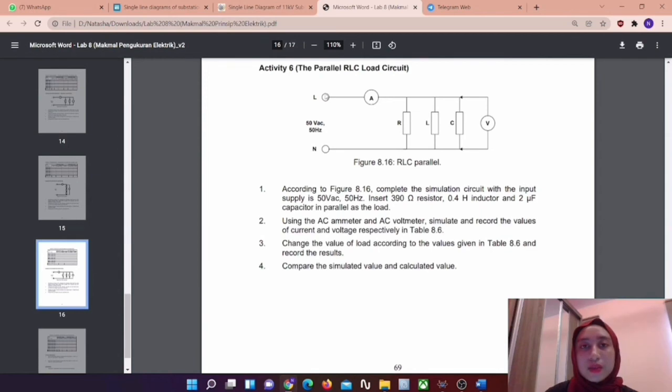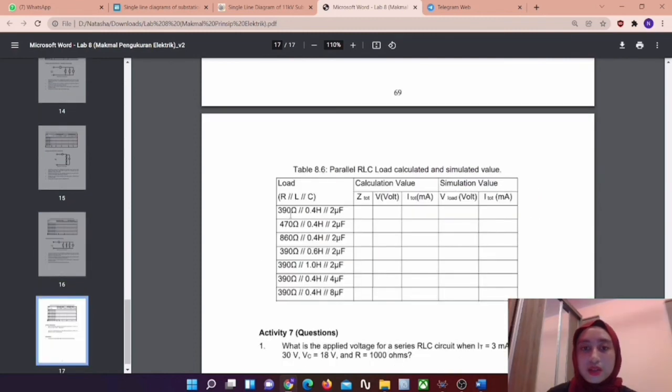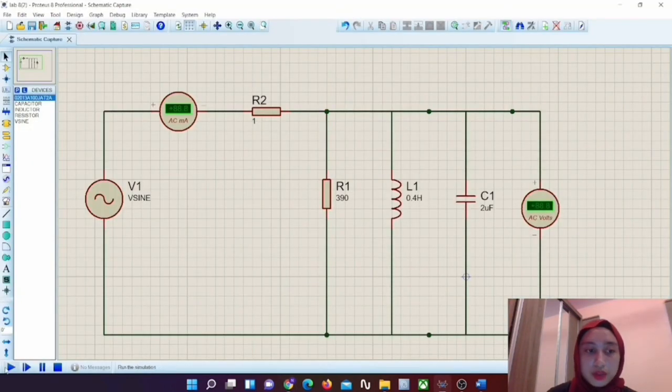Now I'll be explaining again for activity 6, the parallel RLC load circuit. The circuit is almost similar to activity 2, but the difference is we need to add one capacitor here and we need to measure the current and the voltage here. So the value of voltage is 50 volt and the frequency is 50 Hz. This value is resistor 390 ohm, inductor 0.4 H and capacitor 2 microfarad. So this is the value and we run the simulation.